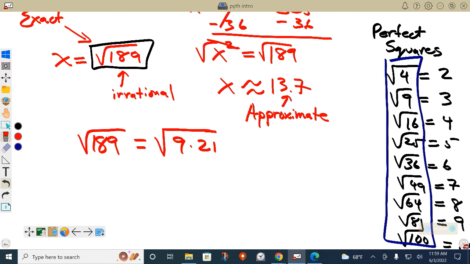The square root of 189 is the same as the square root of 9 times 21 because 9 times 21 is just 189. Write that down first before I go further. You'll see where I'm going. Just write it down. Now watch this.